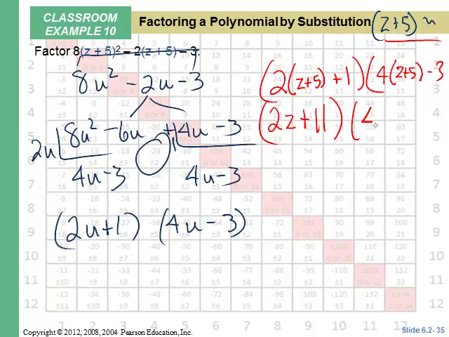And 4z plus 20 minus 3 is plus 17. So that's the factored form.